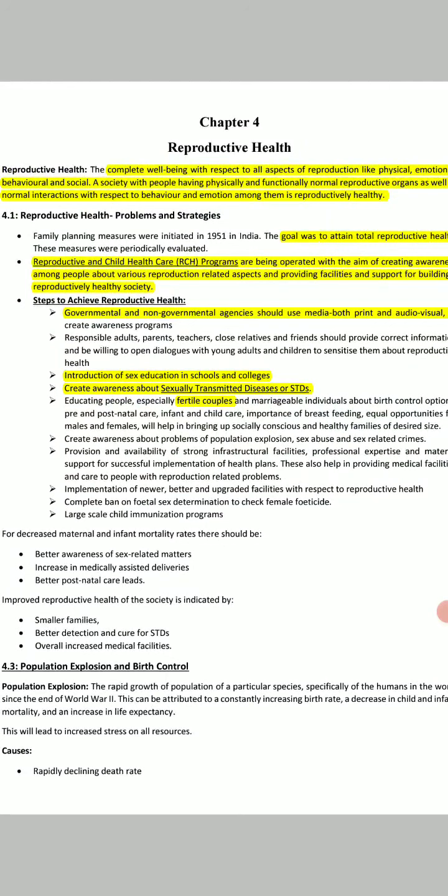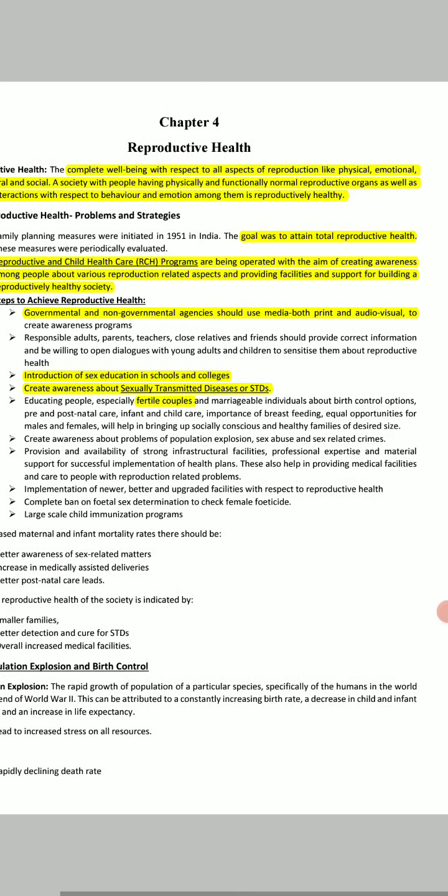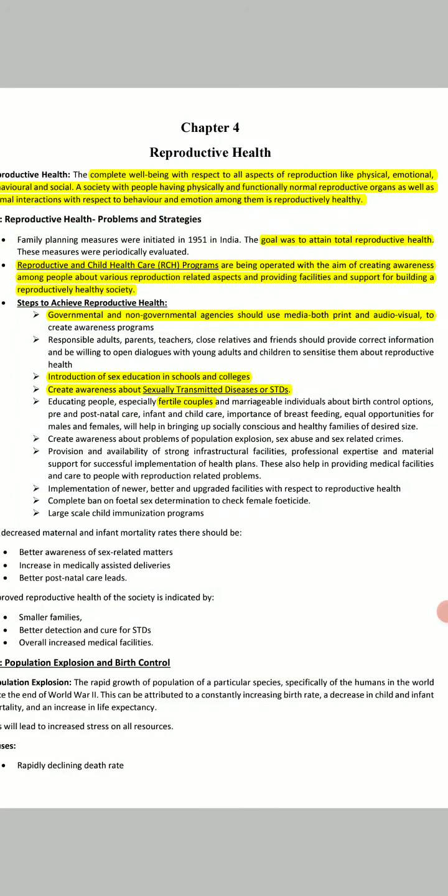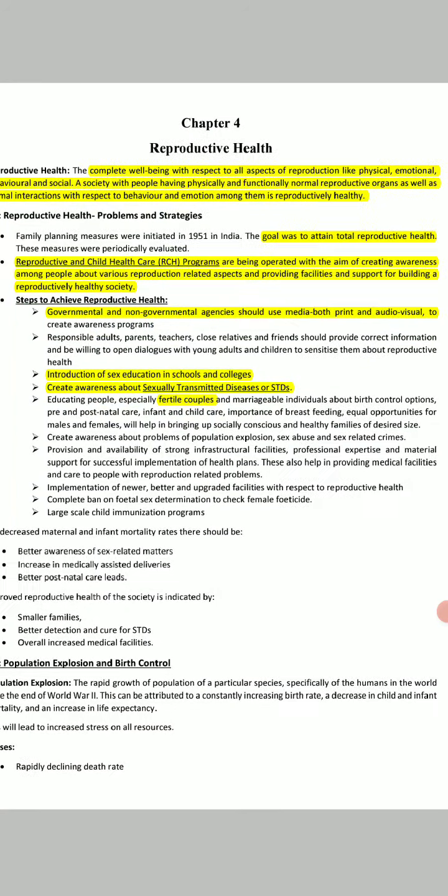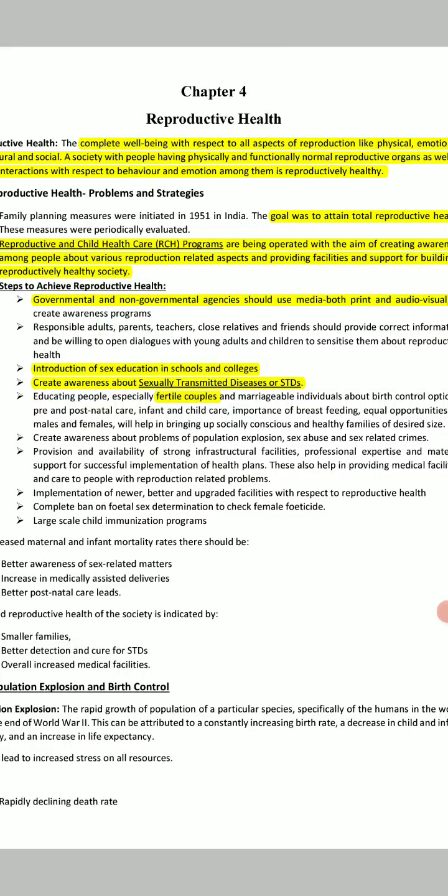The next one is to create awareness about problems of population explosion, sex abuse and sex related crimes. The next thing is the provision and availability of strong infrastructural facilities, professional expertise and material support for successful implementation of health plans. The next thing is the implementation of newer, better and upgraded facilities with respect to reproductive health.